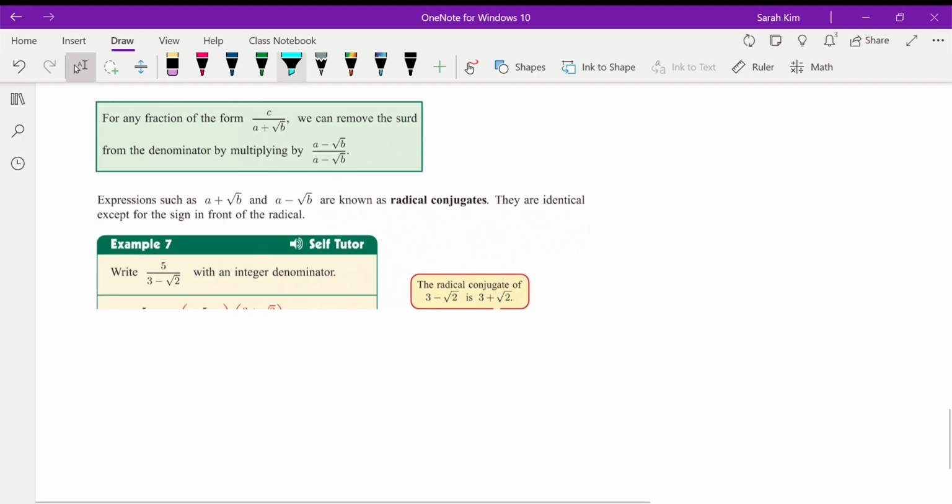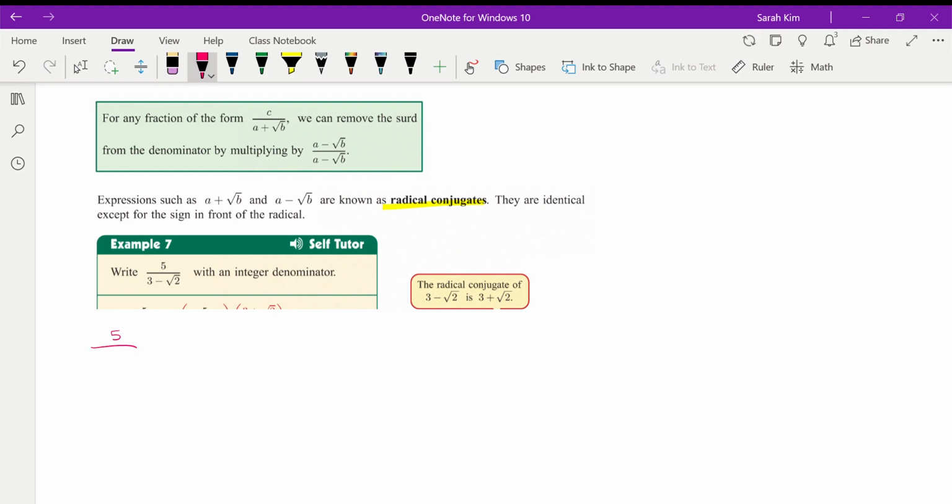So with this one, similar thing. If there's a square root in this format where it's something plus a square root, you can get rid of it by timesing it, similarly, just changing the plus to a minus. And then if it's a minus over here, changing it to a plus, vice versa. So I'll show you how that works. So these are called radical conjugates, if you want to write that in your notes as well.